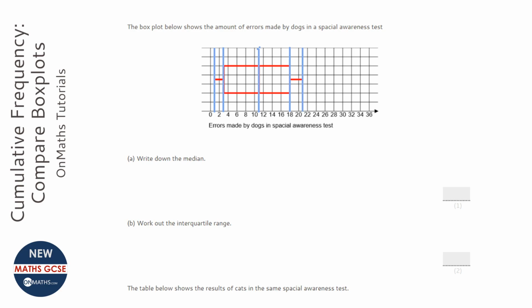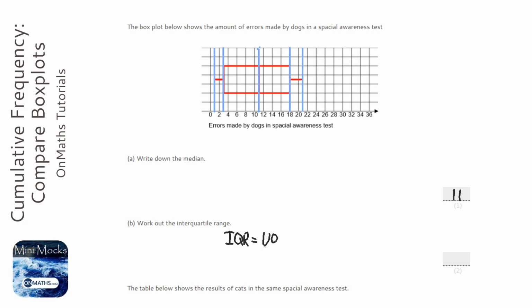So when it asks us for the median, it's halfway between 10 and 12, which will be 11. And it will ask us for the interquartile range. Interquartile range, IQR for short, is the upper quartile take away the lower quartile. So the upper quartile here is 18, and we're going to take away the lower quartile, which is halfway between 2 and 4, which will be 3. So it's 18 take away 3, which is 15.